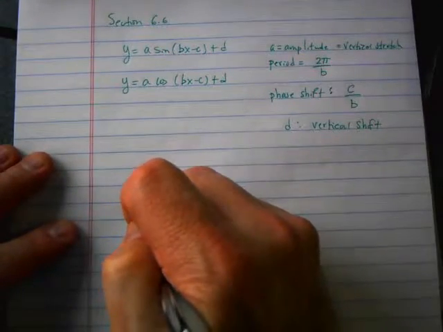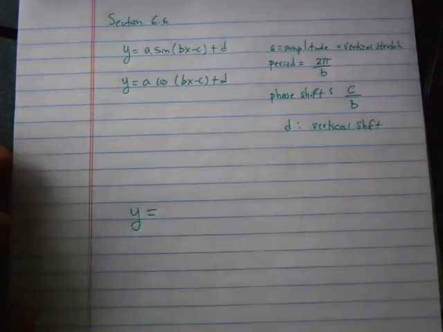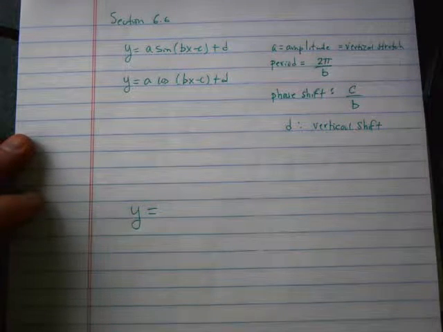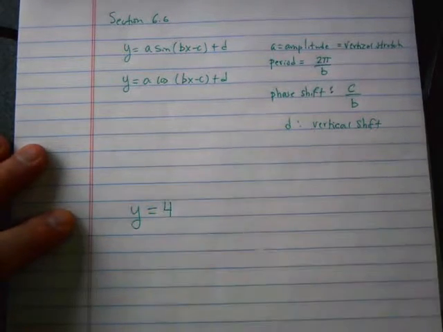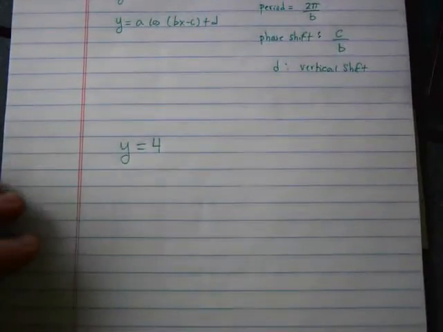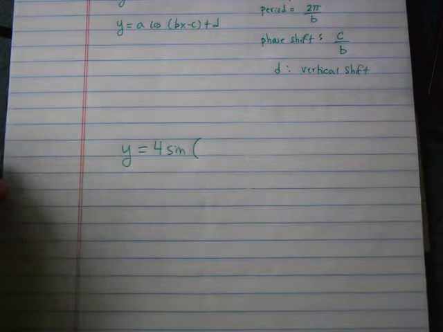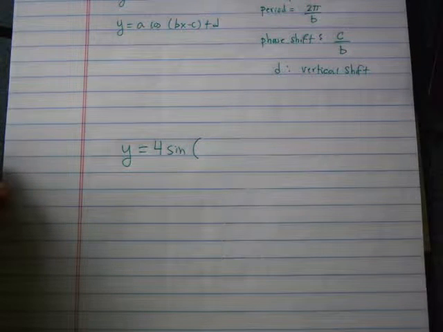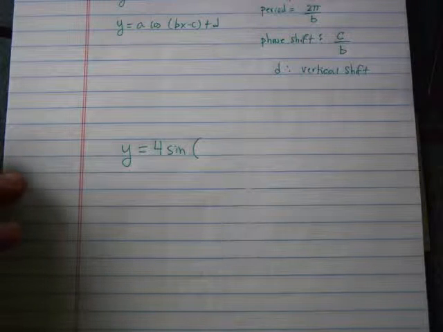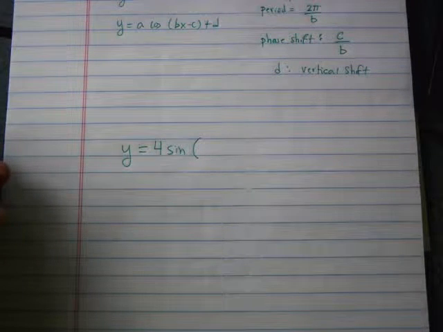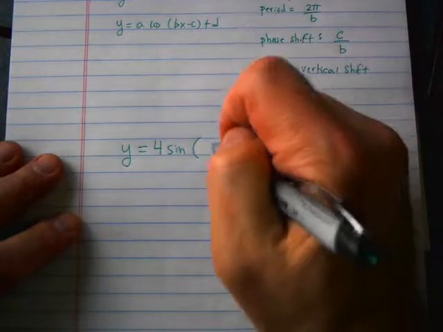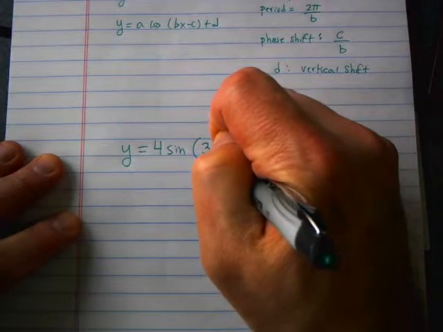Y equals. Give me a number for A. 4. Do we want to use sine or do we want to use cosine? Sine. Give me a number for B. 2 is easy? You sure? You don't want it to be easy? No, because you're probably not going to make it easy on the test. 5. Depends on what kind of mood I'm in, I guess. How about a 3? We'll go with a 3x.